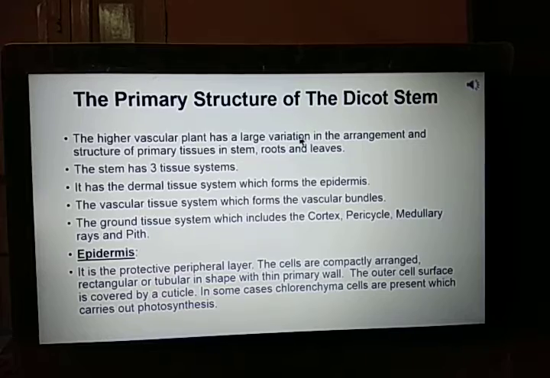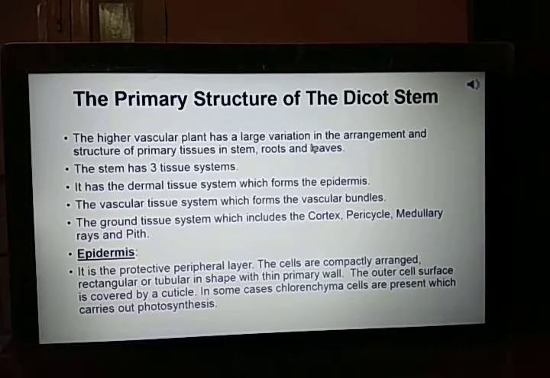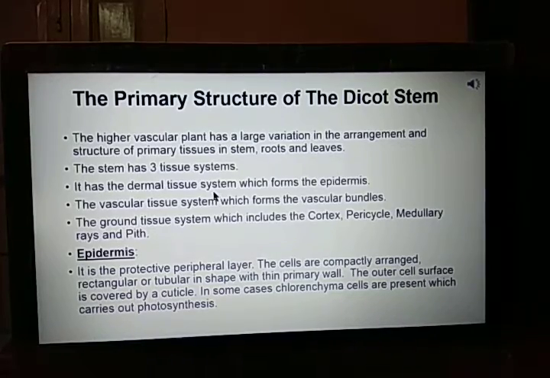The higher vascular plant has a large variation in the arrangement and structure of primary tissues in stems, roots and leaves. Now when we look into the primary structure of the dicot stem, we have seen that it has three tissue systems. It has the dermal tissue system, which forms the epidermis, the vascular tissue system, which forms the vascular bundles, and the ground tissue system, which includes the cortex, pericycle, medullary rays and pith.